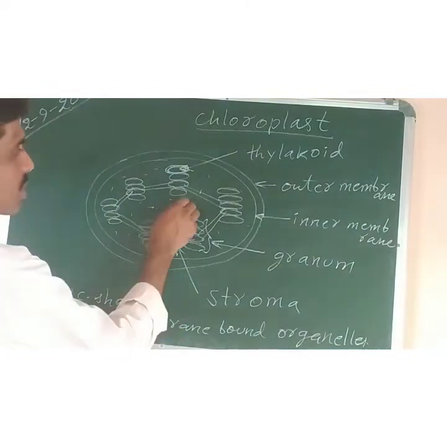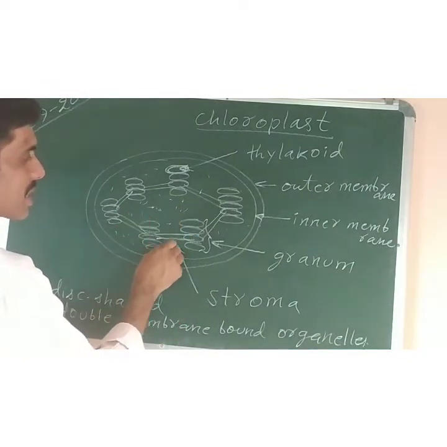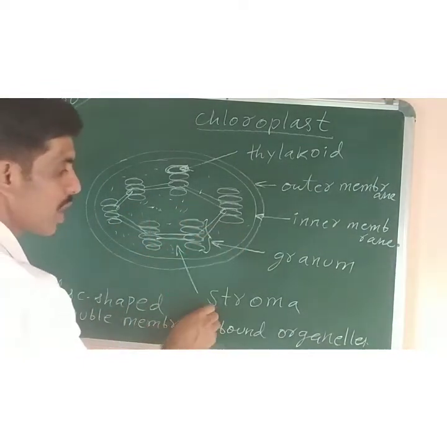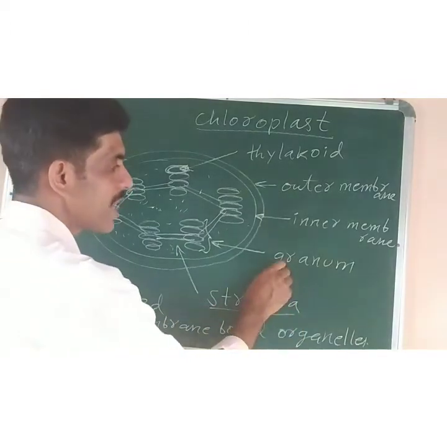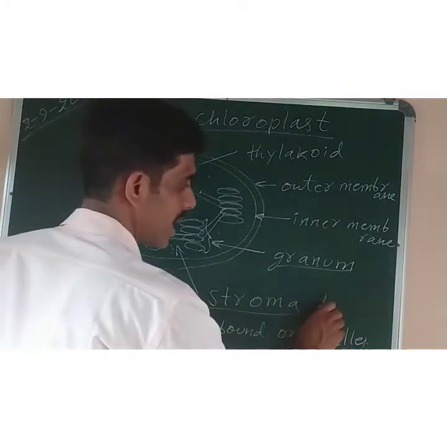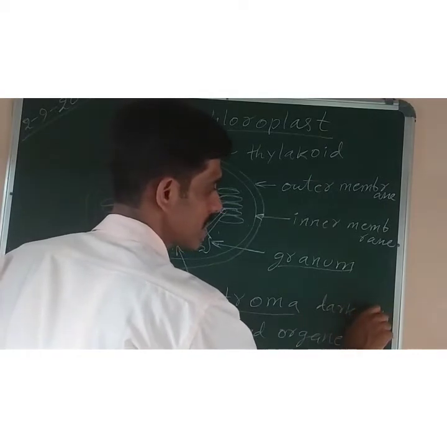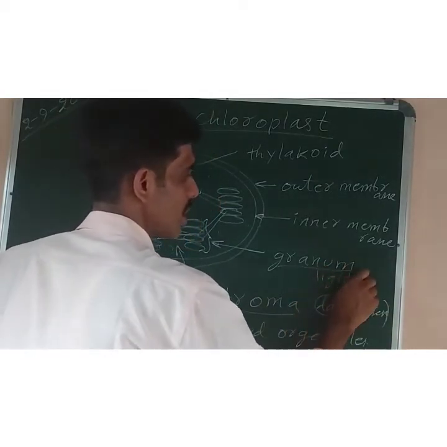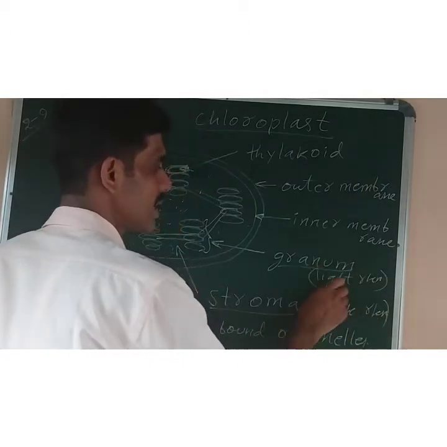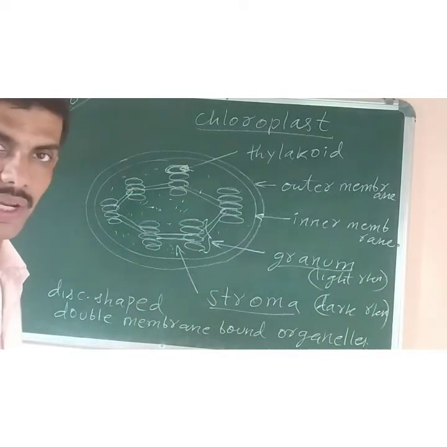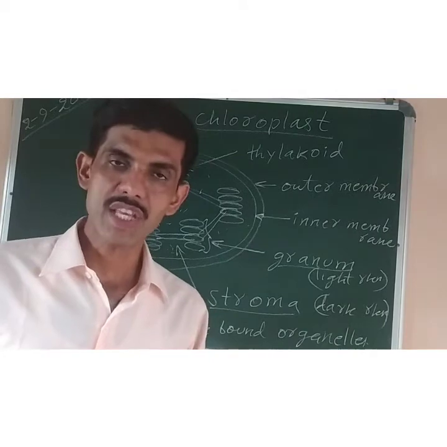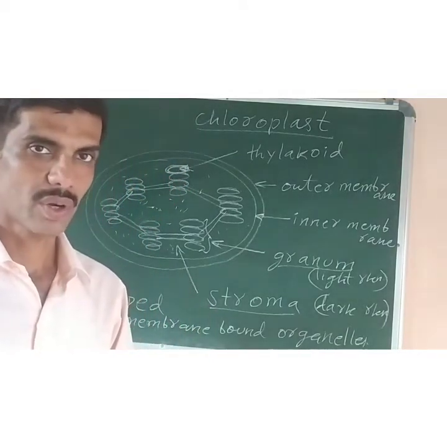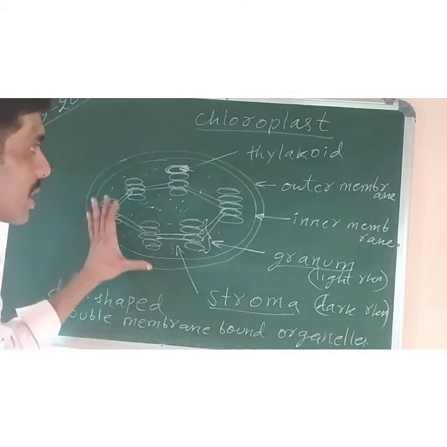Then the ground substance, a gel-like substance that fills the space, is called stroma, and it is the site of dark reaction. So here the dark reaction of photosynthesis occurs, and this is the site of light reaction of photosynthesis. We will study that in detail. What is light reaction, what is dark reaction during the mechanism of photosynthesis. Okay, so this is the simple diagram.